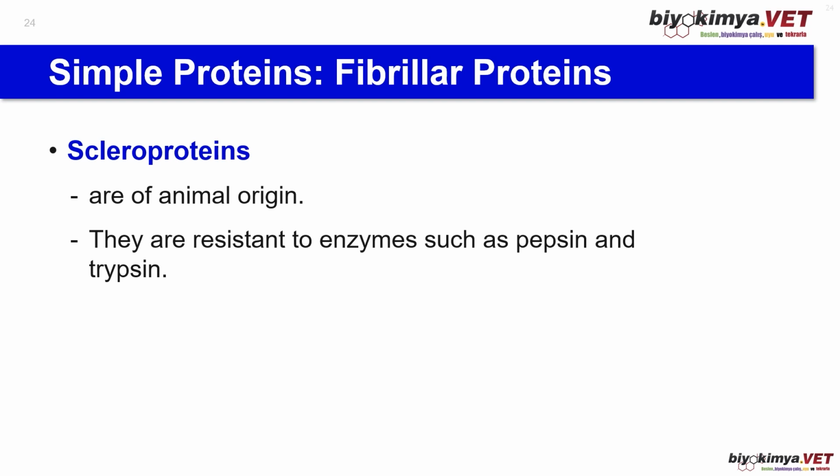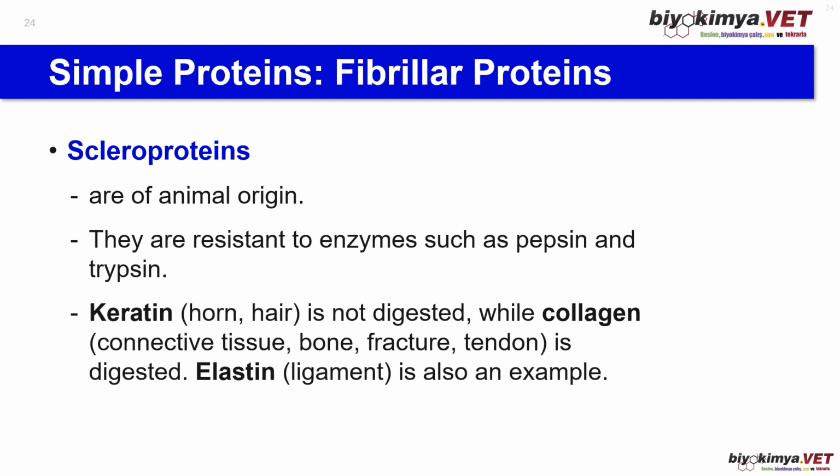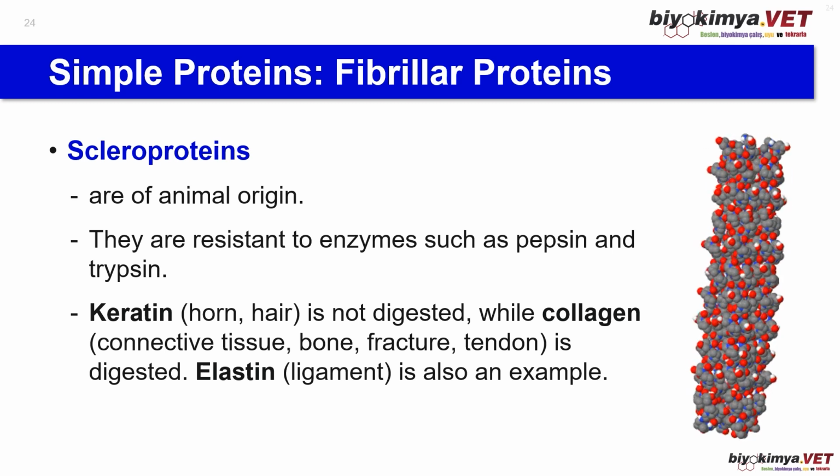And scleroproteins are characterized by their fibrous or fibrillar structure and usually form long, insoluble fibers. And the arrangement of these fibers contributes to the mechanical properties of the tissues that these proteins form. The unique properties of different scleroproteins contribute to the diverse functions and characteristics of various tissues in the body. And here are some examples: keratin, collagen, and elastin. And here you see the animation of collagen.